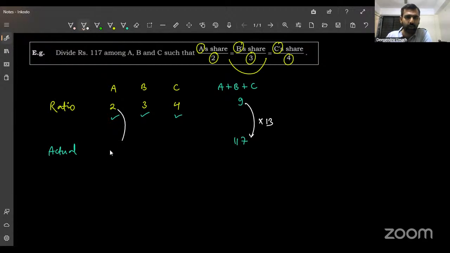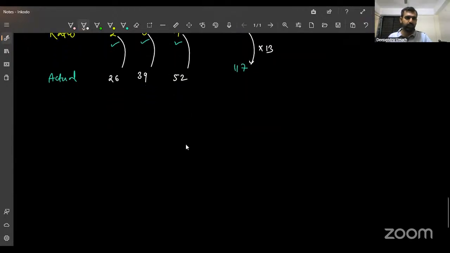So 13 into 2 is 26. 13 into 3 is clearly 39. And 13 into 4 is 52. So this is how you could have done it. This is also one of the methods. So I believe you all have understood this method as well.